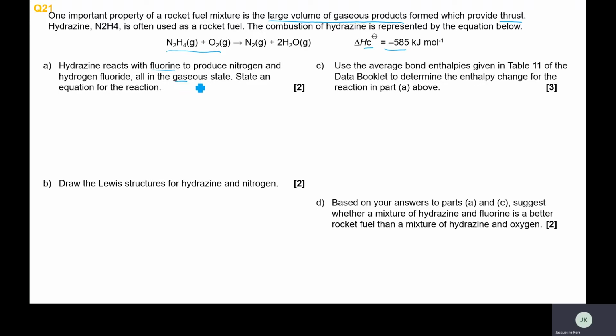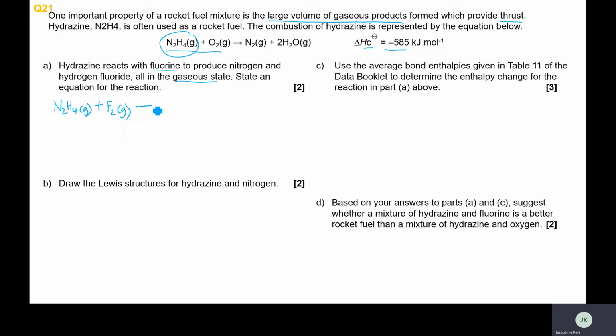And it tells us it's all going to be a gas. So that's easy to put our state symbols in for an equation. Let's write the equation here. This is our hydrazine. We still have N2H4, and that's a gas. And instead, we would react with fluorine. Now, fluorine, you should know because it's a halogen, that it exists as a diatomic. It goes around in little pairs.